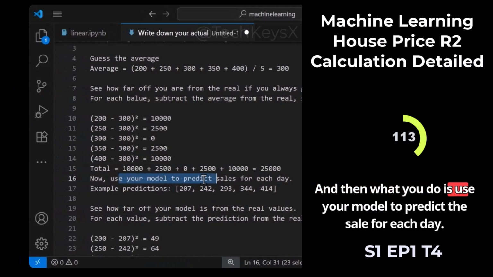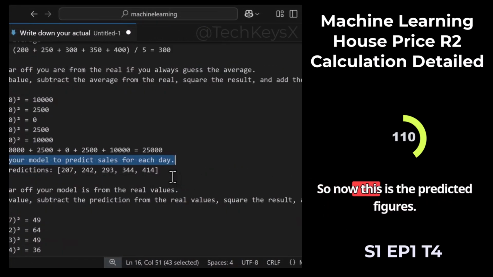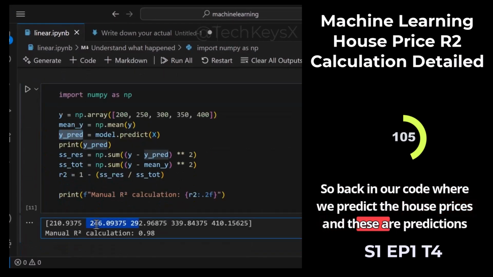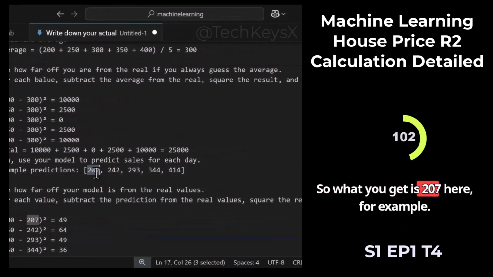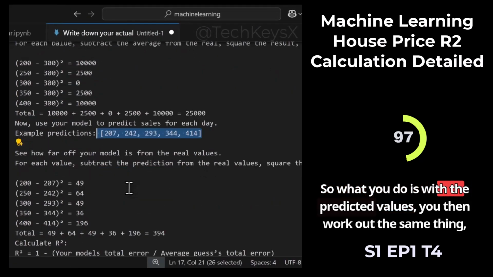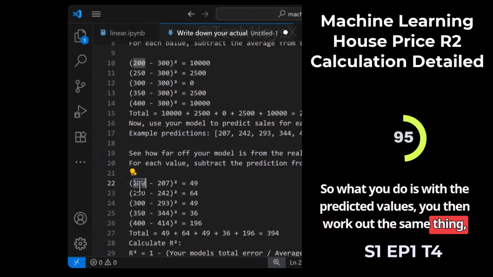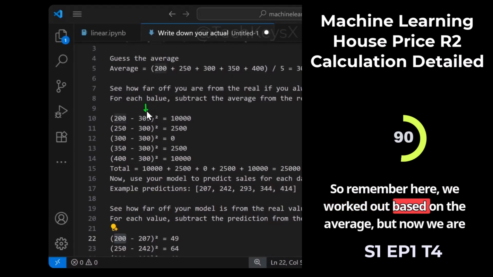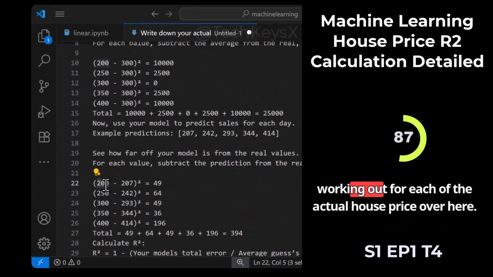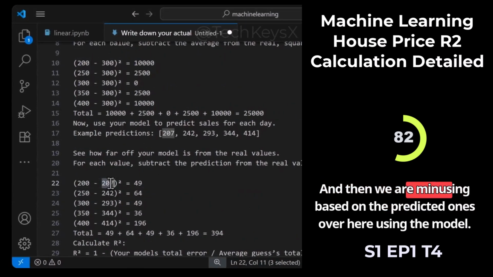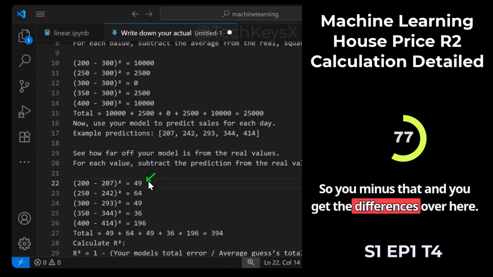And then you use your model to predict the sale for each day. So now these are the predicted figures. Back in our code where we predict the house prices, these are our predictions over here. So what you get is 207 a year, for example. These are our predicted values. With the predicted values, you then work out the same thing, which is how far off you are based on the predicted value. Remember, here we worked it out based on the average, but now we are working it out for each of the actual house prices over here. So these are the actual prices, and then we are minusing the predicted ones using the model. You minus that and you get the differences over here.